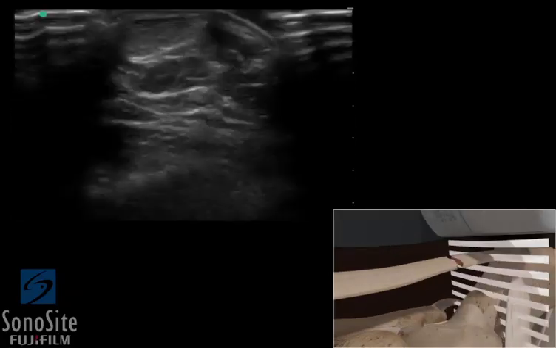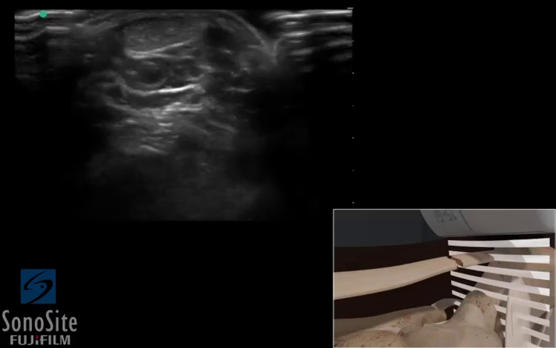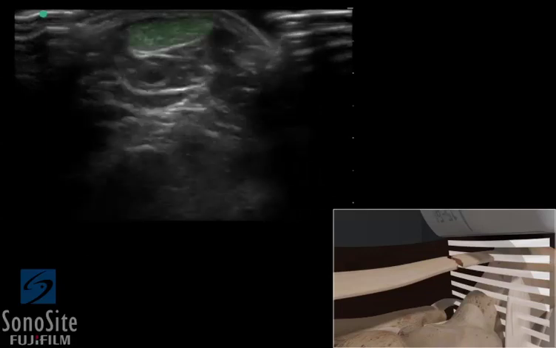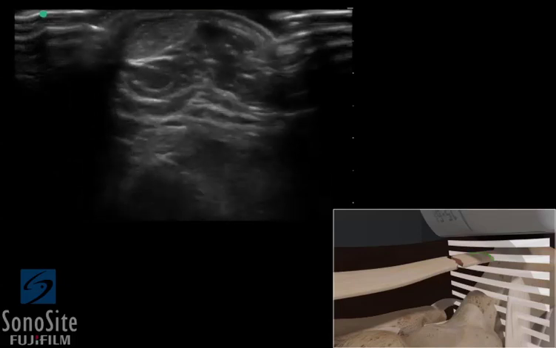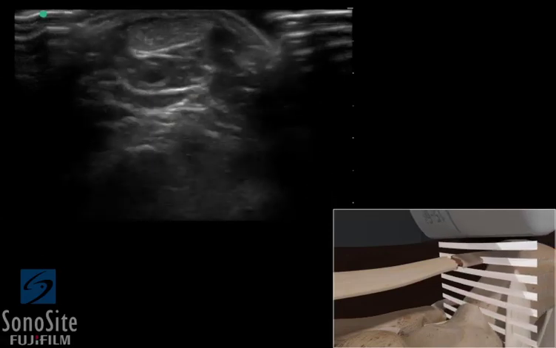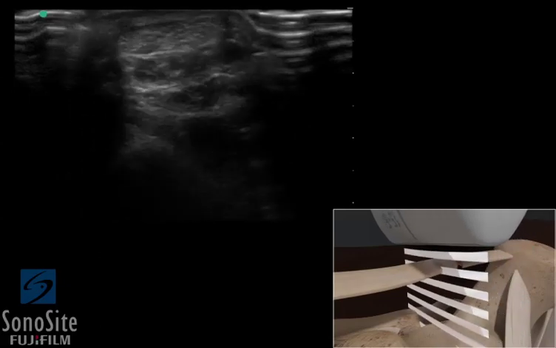The probe is rotated 90 degrees counterclockwise to evaluate the tendon in a transverse fashion. The normal-appearing Achilles tendon is seen as a pancake-shaped structure superficial to the hyperechoic calcaneus and should be evaluated in its entirety by moving the probe proximally and distally to complete the evaluation.